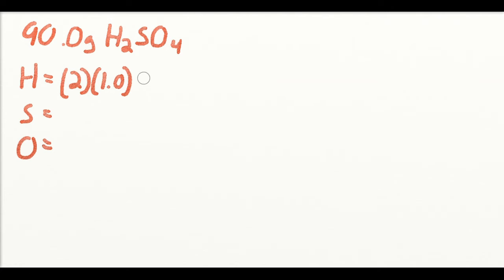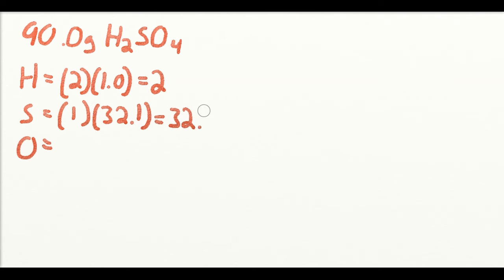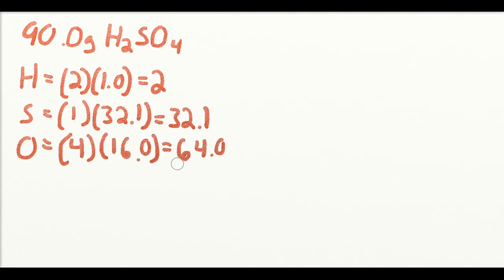Now 1 times 2 is obviously going to be that of 2. Sulfur, on the other hand, you only have 1, but the molecular weight is that of 32.1. So 32.1 times 1 is obviously 32.1. And then lastly, we have oxygen being that at 4, and the molecular weight is that of 16.0. Now 16.0 times 4, I'm pretty sure we should already know that this is going to be that of 64.0.